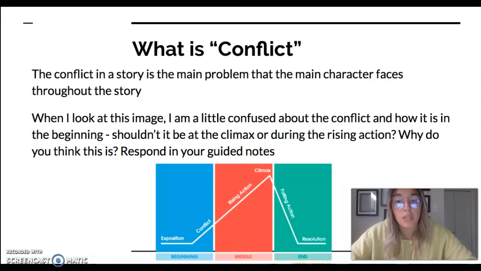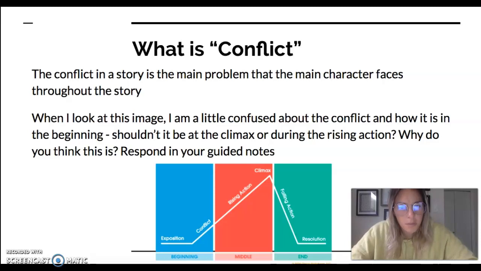So the conflict in a story is the main problem that the main character faces throughout the story. So me personally, my interesting thought about this image is when I look at it, I'm a little confused about the conflict and how it's in the beginning. I've always thought about the conflict as being the big part of the rising action, the big part of the climax. I've never thought about it in the beginning.